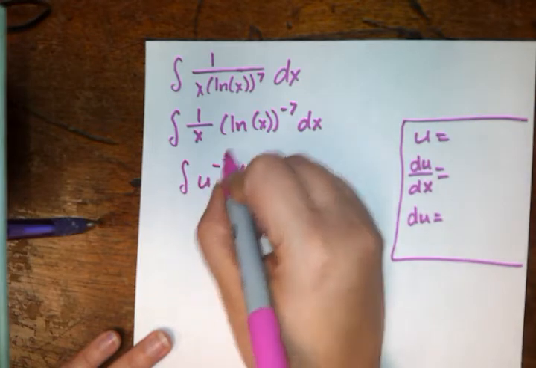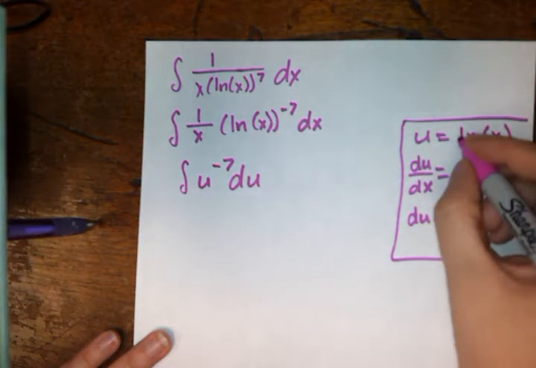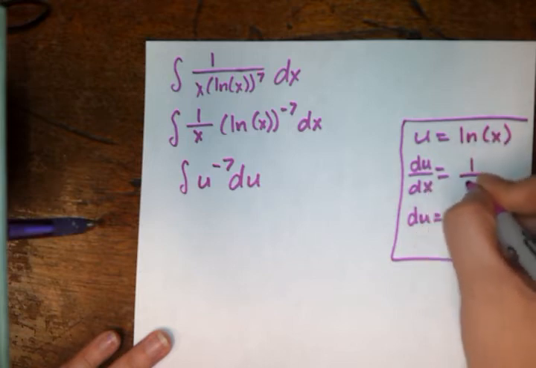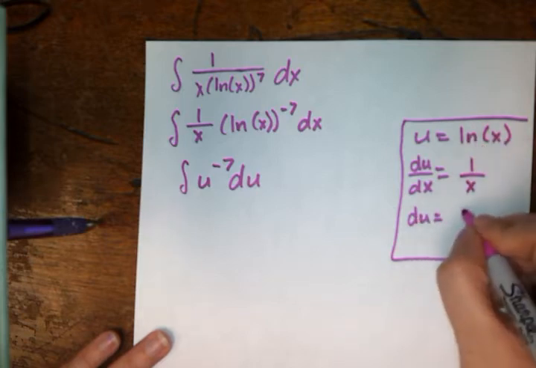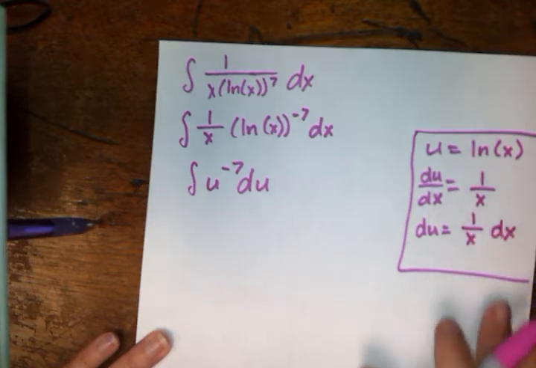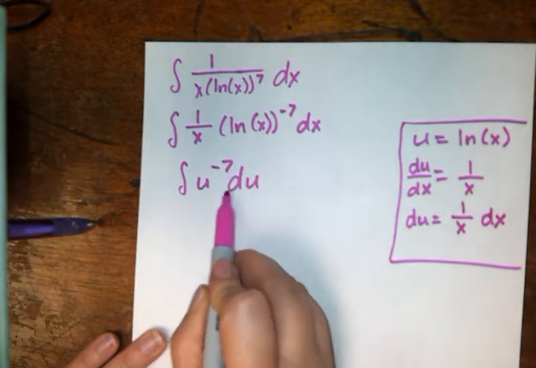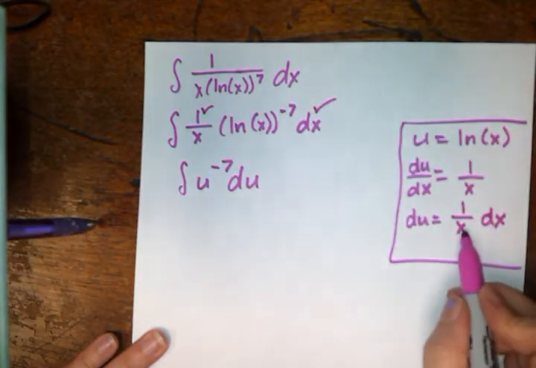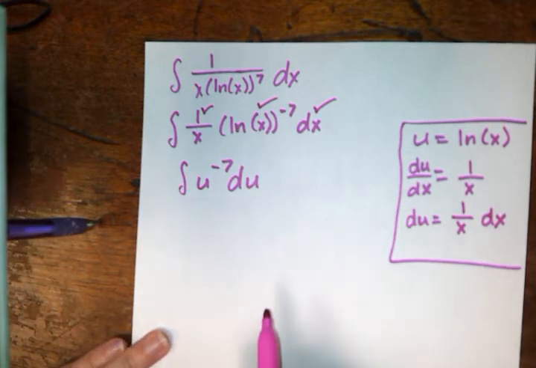Okay, so I'm saying that my u is the natural log of x. So the derivative of the natural log of x with respect to x is 1 over x. That's a derivative rule that we learned before. And so du equals 1 over x dx. So I have u to the negative 7th times du. Well, my du is 1 over x dx. So I've got those pieces, I've got that piece, everything just fell together perfectly in this case.